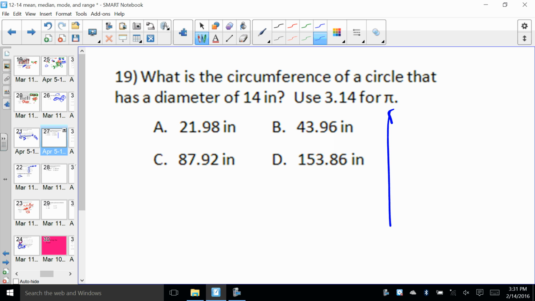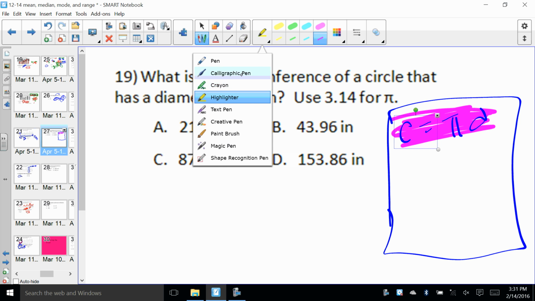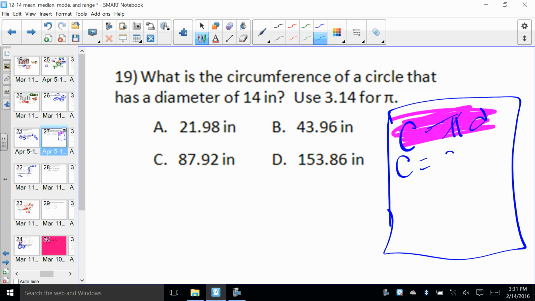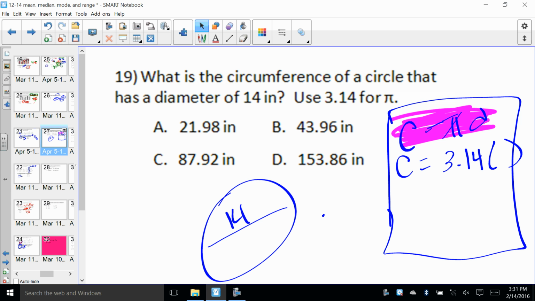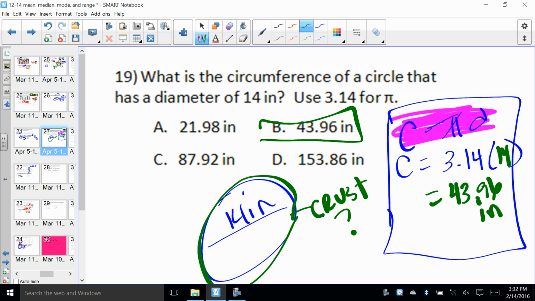Number 19. Great question. I want you to work through this one in its entirety. You will need your calculator. You will need to type in 3.14. What is the circumference of a circle that has a diameter of 14? When I need a circumference, I'll just use pi d. There's our formula we've been working through all year. We're trying to find the circumference. We know that 3.14 is pi. And we need the diameter. The diameter is a line that goes from side to side passing through the center, and it is 14. What I'm really looking to find is how much crust I need on this pizza, the distance around the pizza. So 3.14 multiplied by the diameter of 14, 3.14 times 14, gives us 43.96 inches of crust or circumference. So you should be saying B. It's just 3.14 times the diameter.